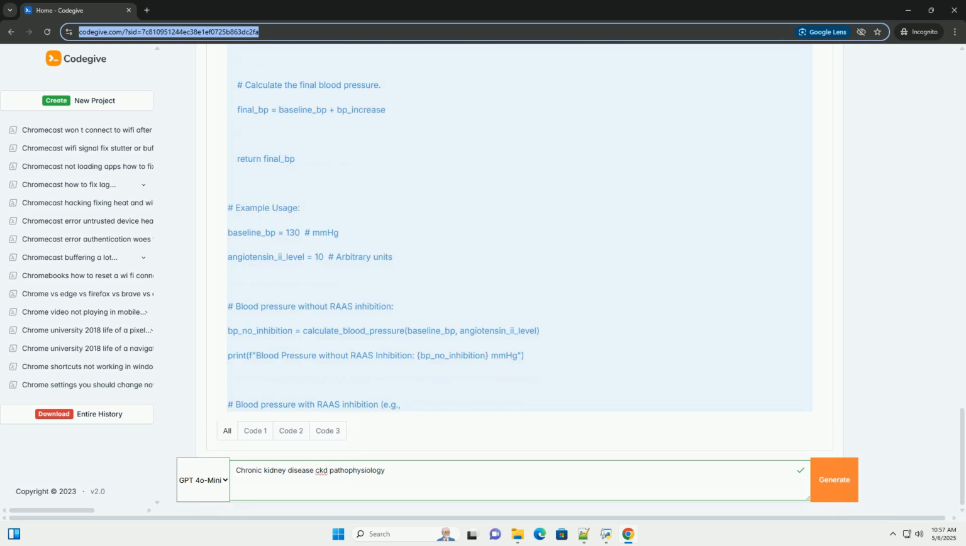Glomerulonephritis. Inflammation of the glomeruli, the filtering units of the kidneys. Many types exist, each with its own etiology, for example IgA nephropathy, focal segmental glomerulosclerosis, FSGS, membranous nephropathy. Polycystic kidney disease, PKD, an inherited disorder causing cysts to grow in the kidneys, damaging normal tissue. Obstructions: urinary tract obstructions, for example kidney stones, enlarged prostate, can lead to back pressure and kidney damage.